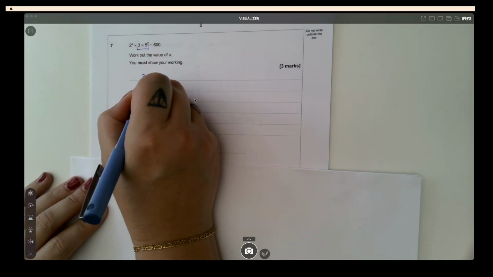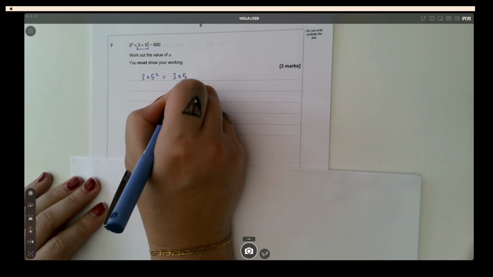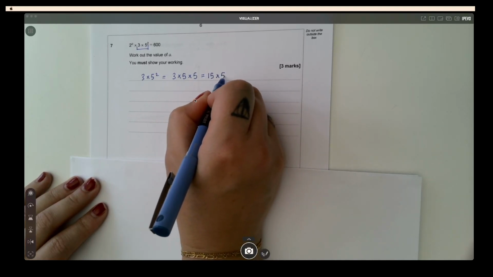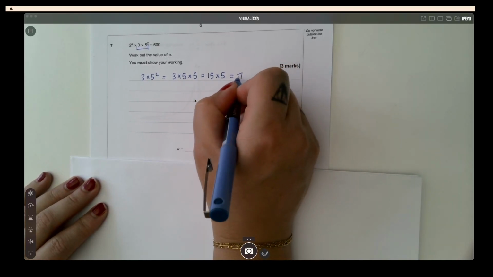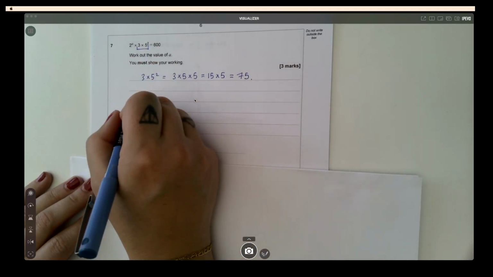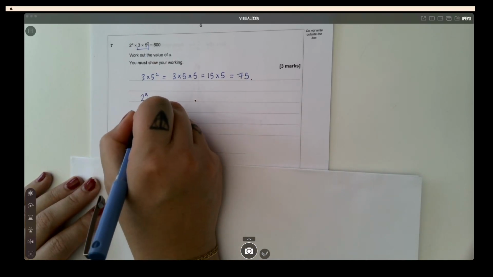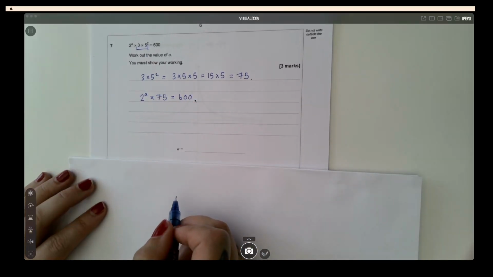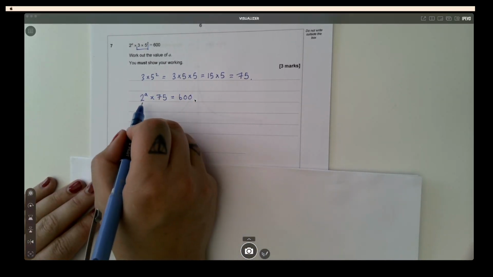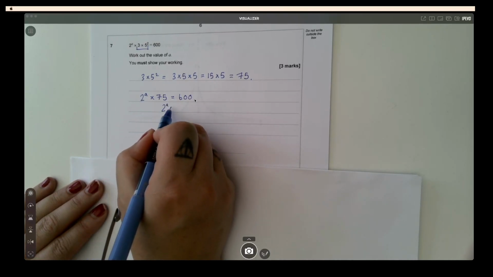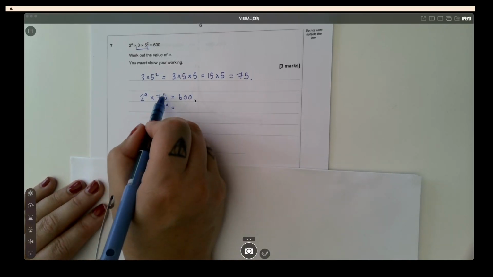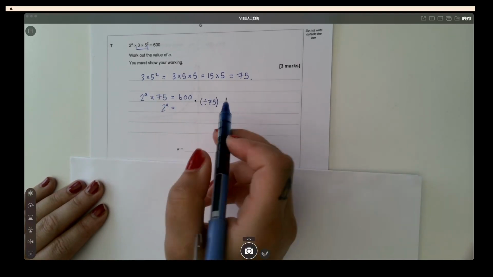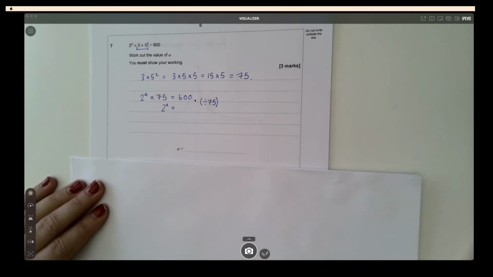So I'm going to do 3 times 5 squared, which is 3 times 5 times 5, which is 3 times 5, which is 15, times 5, and then 15 times 5 is 75. So if I substitute that in, I have 2 to the power of A multiplied by 75 gives me 600. By using inverse operations, I can find out what 2 to the power of A must be equivalent to. The inverse of multiplying by 75 would be to divide by 75. So I'm doing 600 divided by 75.